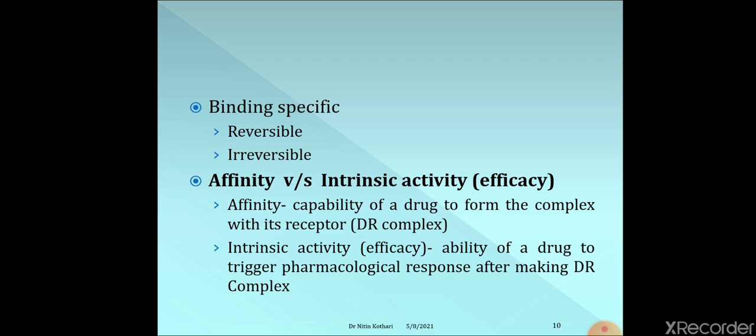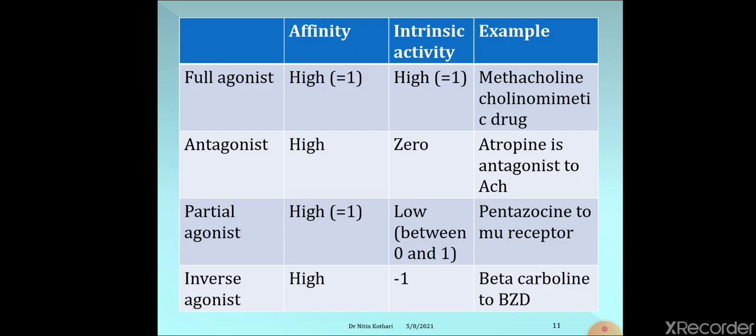Depending upon the affinity and intrinsic activity, all drugs can be classified into four categories. First category is full agonist, second is antagonist, third is partial agonist, and fourth is inverse agonist.